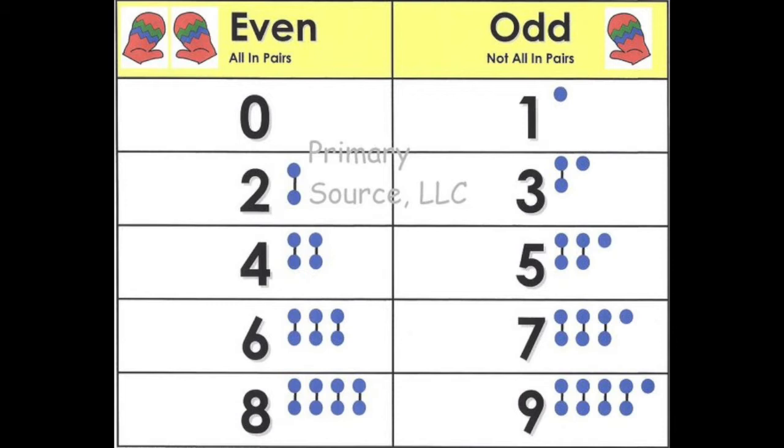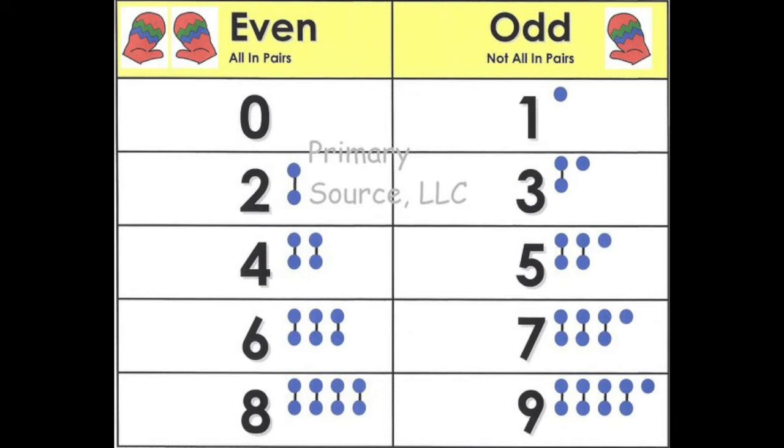For 4, we have 2 equal groups. For 6, we have 3 equal groups of 2. And for 8, we have 4 equal groups of 2. And there is not a dot that is left afterwards, which means that the numbers are in equal groups or pairs, with nothing left over, and they are even numbers. So 0, 2, 4, 6, and 8 are even numbers.